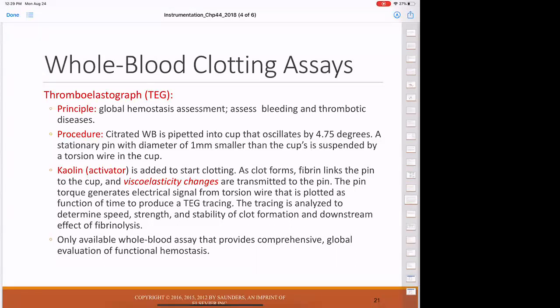As the clot forms, fibrin links the pin to the cup, and the viscoelasticity changes are transmitted to the pin. The pin torque generates electrical signals from torsion wire that is plotted as a function of time to produce a TEG tracing. The tracing is analyzed to determine speed, strength, and stability of the clot formation, and downstream effect of fibrinolysis. This is the only available whole blood assay that provides comprehensive global evaluation of functional hemostasis.